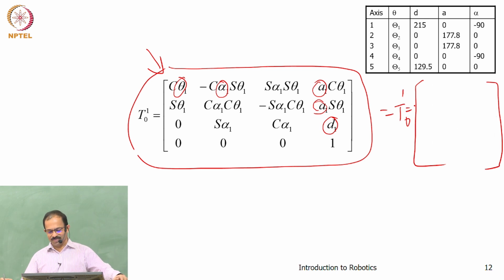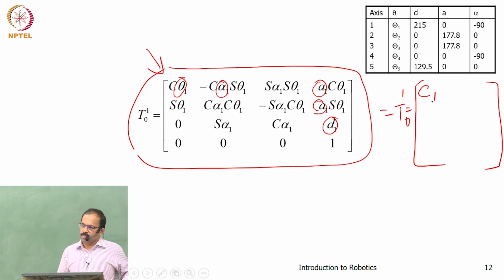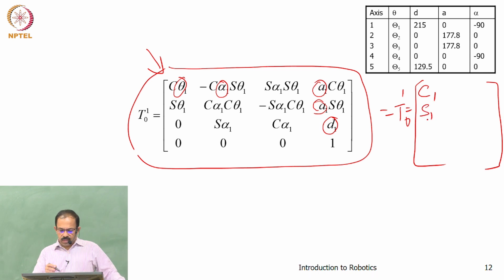So what will be T10? Assume theta 1 is not known, so theta is a variable. Cos theta 1 can be written as C1, and sin theta 1 is S1. A1 is given here as 0, so this will be 0. D1 is there, so you can write it as D1, or substitute and write 215.